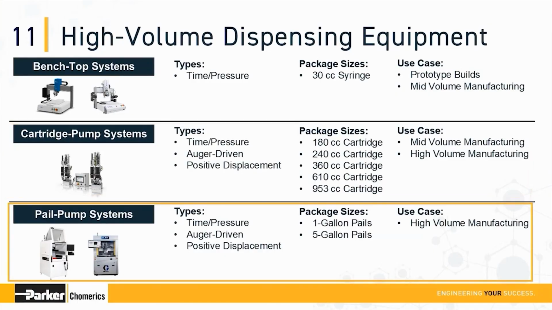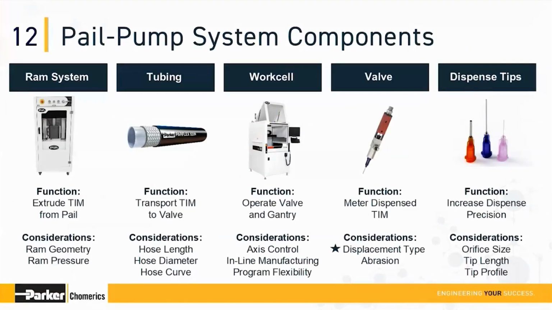Lastly, we have pail pump systems, which are the preferred choice for high volume manufacturing. These systems can handle 1 and 5 gallon pails and are the most capable type of dispensing equipment, offering 3, 4, and 5 axis control. When selecting components for pail pump systems, there are several important considerations. We will go through the major components of these systems and what to look out for when making your decision.